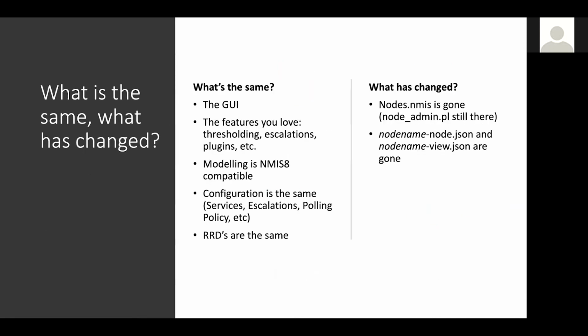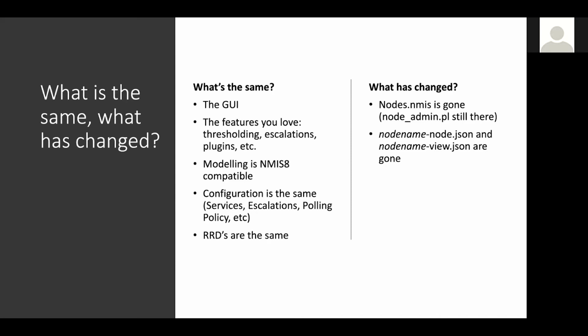So what's the same and what has changed? I just want to summarize this a little bit. What's the same? The GUI is the same. In NMIS 9, the GUI is the same as NMIS 8. We actually decided that was a good idea for the short term. So as we go forward with NMIS 9, we'll probably start tweaking the GUI and making changes and improvements. But right now, the GUI is the same.